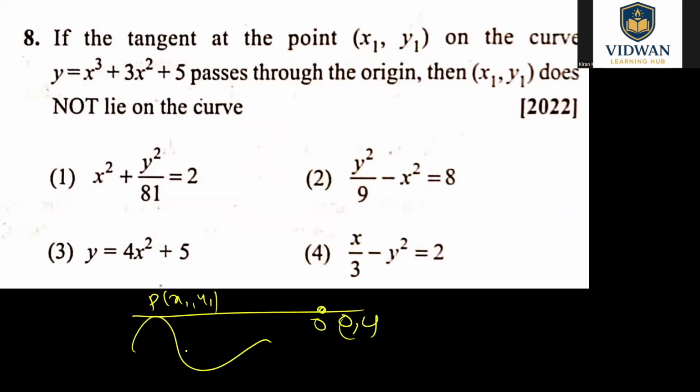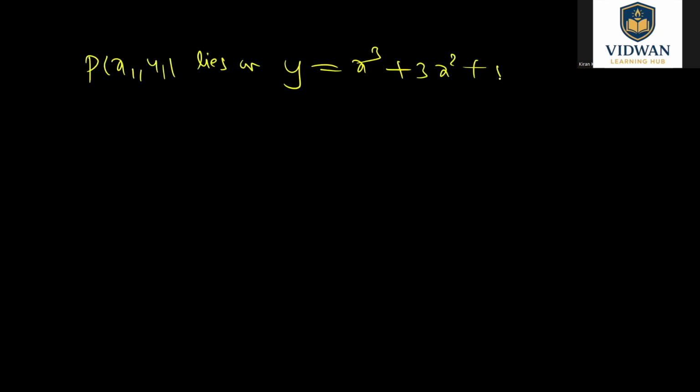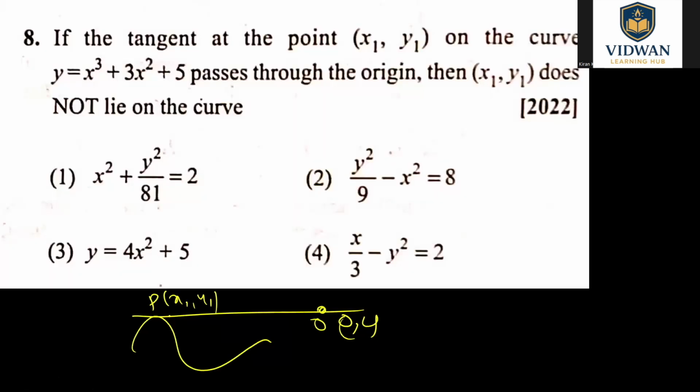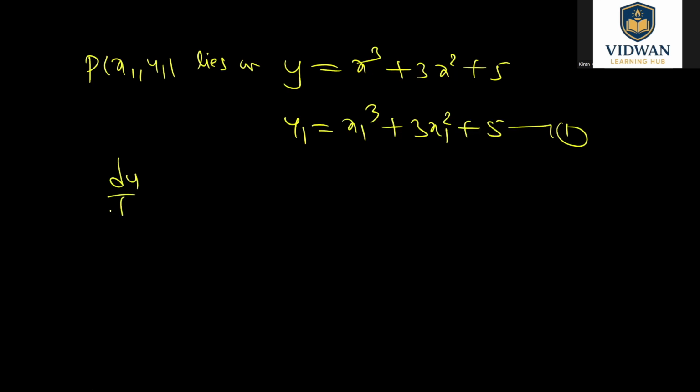So what is the first condition? It lies on this curve. So one condition that you can write is it satisfies the curve: y1 equal to x1 cube plus 3x1 square plus 5. Condition 1. The second condition is when you find the derivative at P, you will get the tangent slope, and that passes through the origin. So the slope of OP, if you find that, should be equal to the derivative at P. So dy by dx at P(x1, y1) should be equal to the slope of OP.